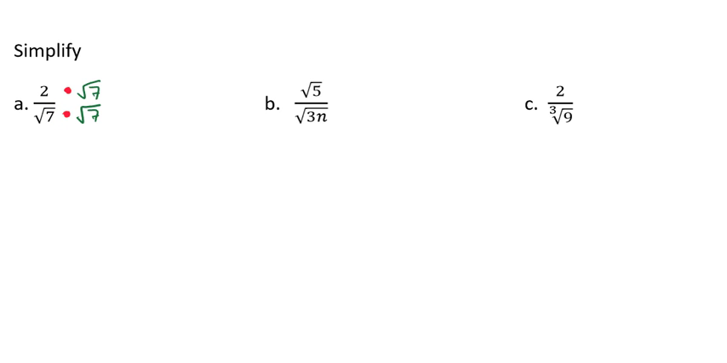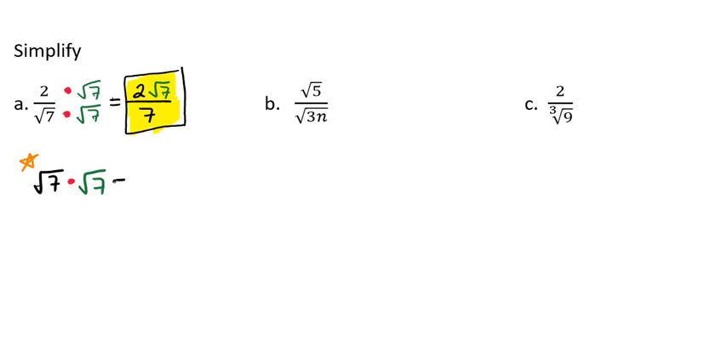So what does this mean I have? The answer here is going to be 2 radical 7 over 7. And that's going to be our final answer. Now, I didn't do any magic. Let me explain why this works. If we take the square root of 7 and we multiply that by the square root of 7, well, that's going to give us the square root of 49. But what's the square root of 49? That's right, it's 7, which we put in the denominator.